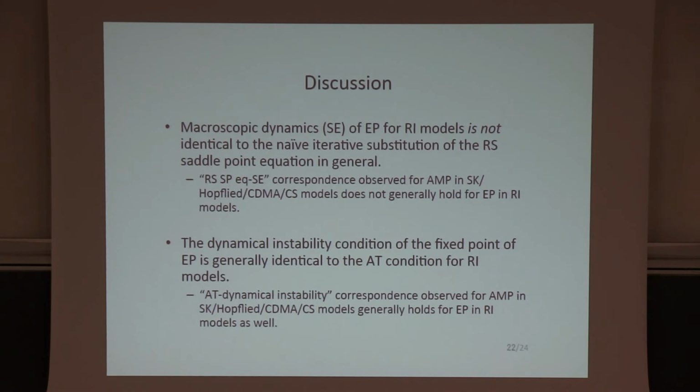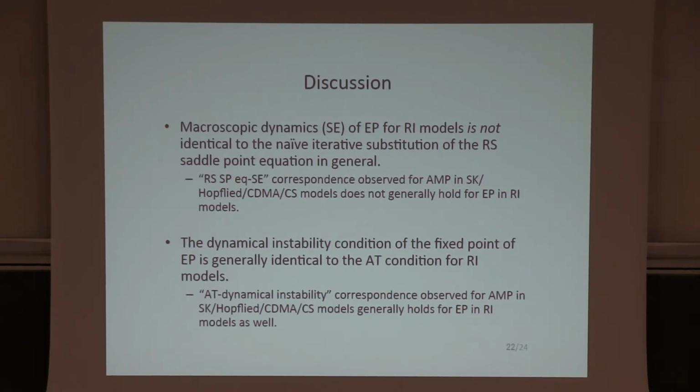So, discussion. My first motivation was that for the SK model, the macroscopic dynamics of the AMP is described by just the naive iterative substitution of the replica symmetric saddle point equation. But in general, in the EP case, this correspondence does not hold, right? But the instability condition, okay? Also in the case of EP for the rotationally invariant case, it seems that the AT instability condition and the instability of the fixed point of the EP dynamics formally accord.